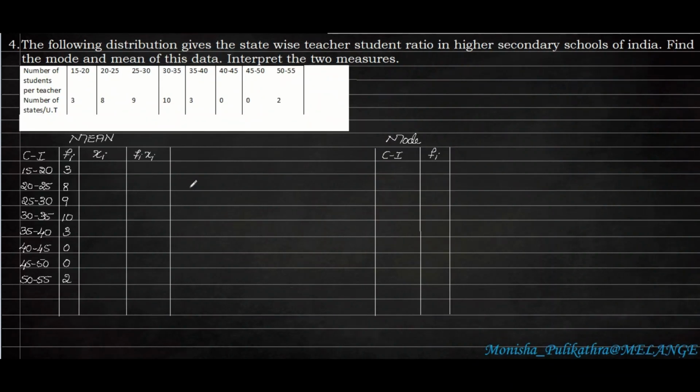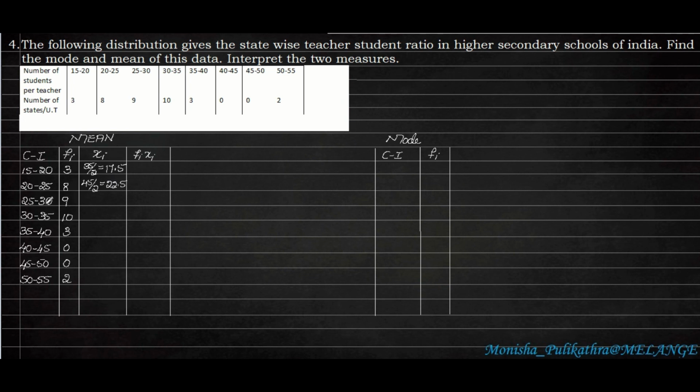So moving on to the fourth question. In the fourth question also we have to find both mode and mean of the given teacher-student ratio in a higher secondary school of India. First we have to find the mean, and then the mode. I have already written 2 columns, class interval and Fi. Now we have to find the midpoint. For the midpoint we add the lower limit and upper limit, then divide by 2. So 15 plus 20 is 35, divided by 2 is 17.5. Next, 20 plus 25 is 45, divided by 2 is 22.5.